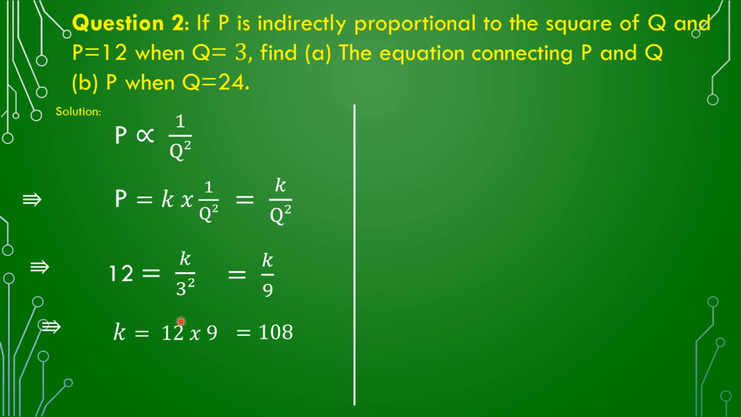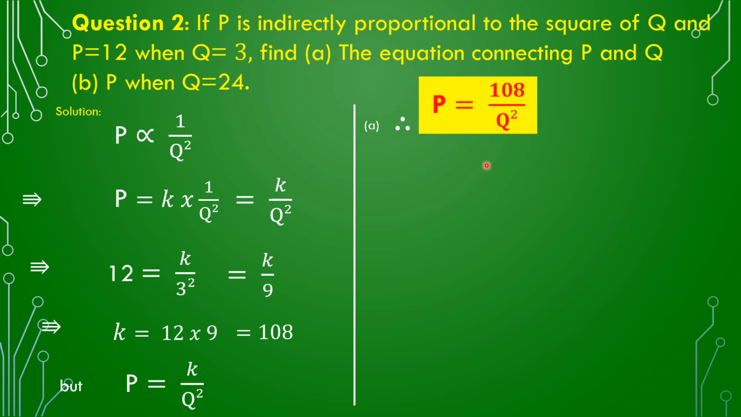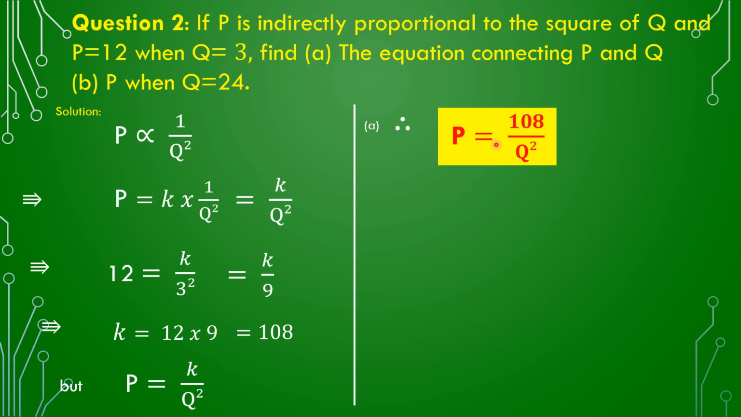Now we have to go further to look for the equation connecting P and Q. But we know that P is equal to K divided by Q squared. Now, to answer the first one, they say find A, the equation connecting P and Q. It simply means P is equal to 108 divided by Q squared, because our K has been replaced by 108. So this is the answer for question A.